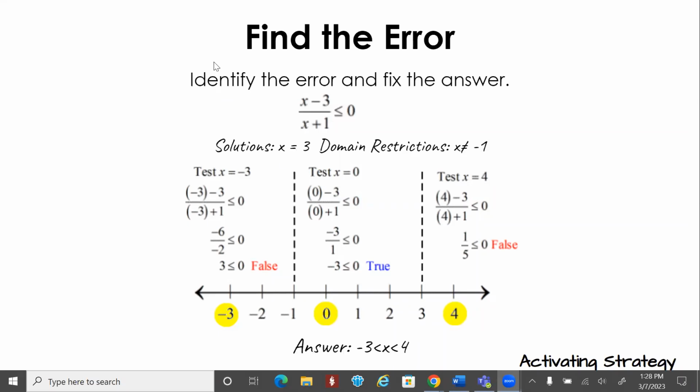So they've got a solution at x equals 3. They also have this negative 1, that's a vertical asymptote, right? When they plugged in negative 3, it did not work, and that's true. It worked when we plugged in 0, and it did not work when we plugged in 4, right?